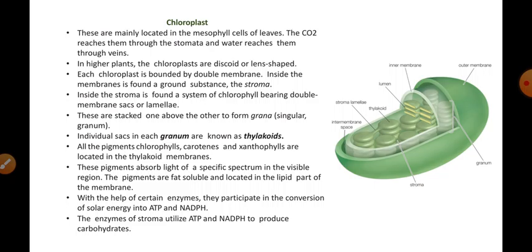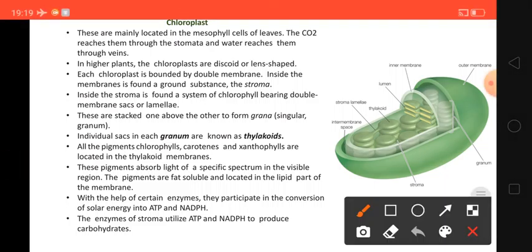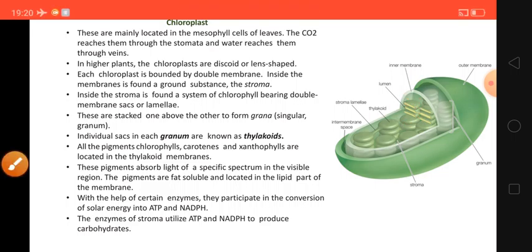Now inside the stroma, there are certain systems of chlorophyll bearing double membrane sacs or lamellae present. These sacs are stacked one above the other to form the grana. If you can see this one stack, this is called one grana. And if you take them individually, suppose the first one, it is called the granum. And these are known as thylakoids. Okay? So where are the chlorophyll pigments present? They are present on the thylakoid membrane.